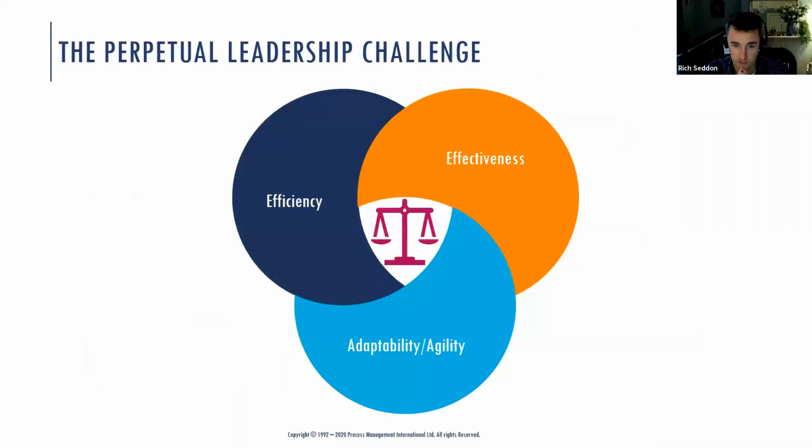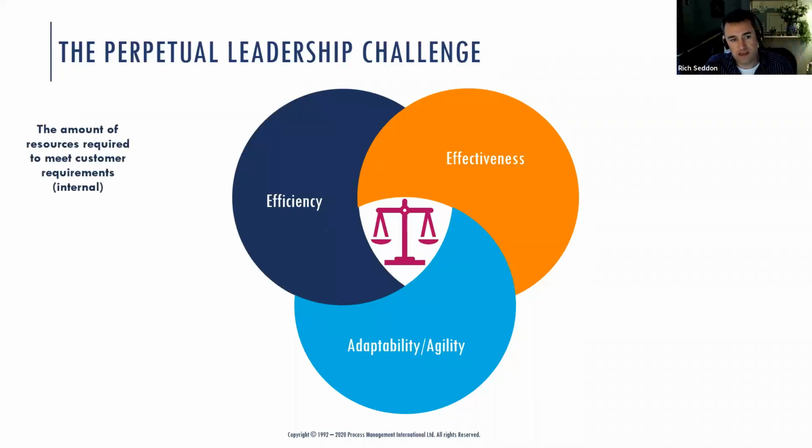let's think about this model here. The perpetual leadership challenge when it comes to cost reduction. I've got the scales here in the middle. This is a constant adapting battle of balancing these elements out: the efficiency, effectiveness, and adaptability/agility of our processes. Where do you compromise? Where do you gain when it comes to cost reduction and taking cost out of your business and therefore your processes? What's got to give? What increases? What decreases when you think about these three elements?